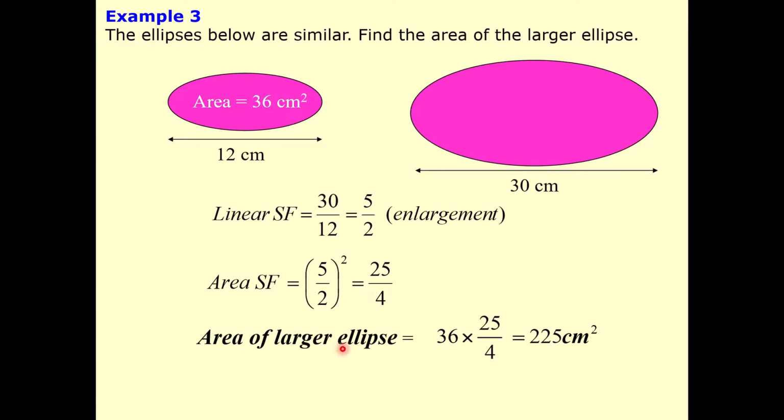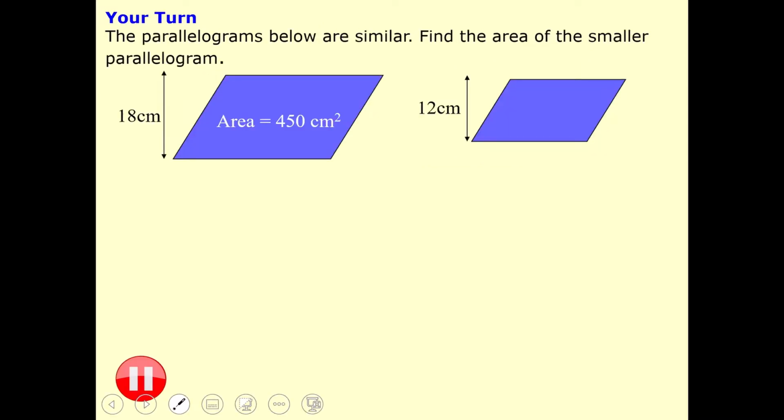Okay, so the area of the smaller one is 36. So we're going to take that 36 and we're going to multiply it by our area scale factor. Always make sure that you are using the area scale factor when calculating the area and you're not going back to the original one. So you can either work that out yourself or pop it into a calculator and you'll get 225 squared centimetres. Again, those 3 examples, please make sure you've got them all copied down to refer back to as well. Okay, the next slide is one for you to try.